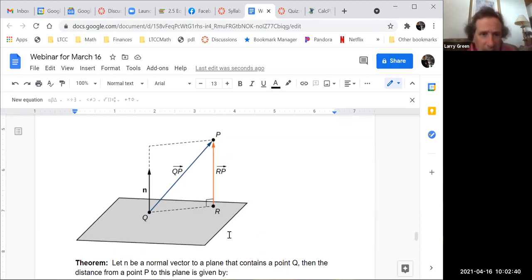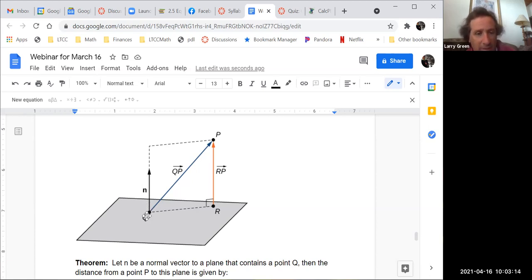So let's take a look at a point, and we want to find out how far a point is to a plane. By definition, the distance from a point to a plane is that perpendicular distance. So we want to find out that distance right here. The way you do that is we know how to find the normal vector to a plane. So here's our normal vector.